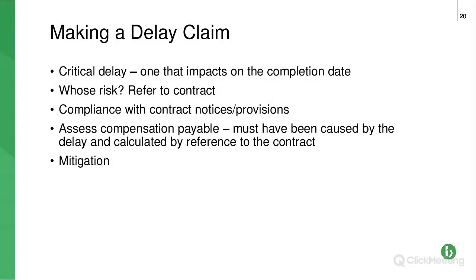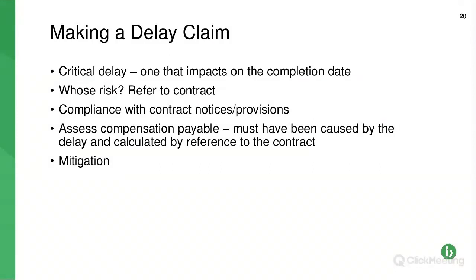Assess the compensation payable is the next one. Again, we're looking at causation here, so it can't just be, the contract price was 3 million, it's cost us 3.5, we expected to make £500,000 profit, so we've been paid 3 million, so the claim's 4, to take account of the extra £500,000 profit and the £500,000 overrun.